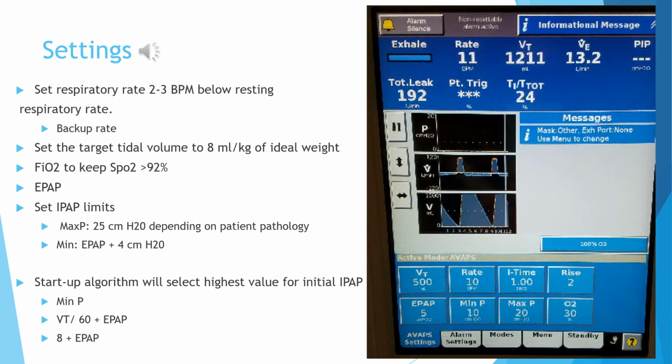In the initial settings, the respiratory rate should be set 2 to 3 beats below the patient's resting rate. Note that this is a backup rate, not a ventilator rate. The tidal volume should be set to 8 milliliters per kilogram of ideal body weight. Your max P should be set at 25. A conversation with the physician may be warranted before going above 25. Min P should be EPAP plus 4. If you look at the picture on the right, on the bottom you can see where the set parameters for AVAPS go.